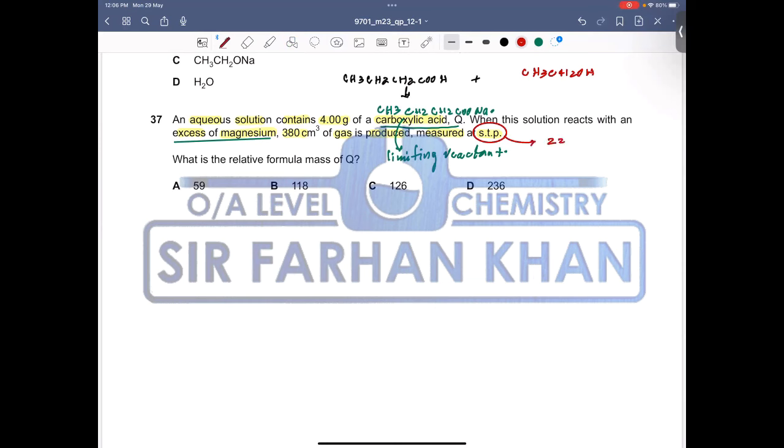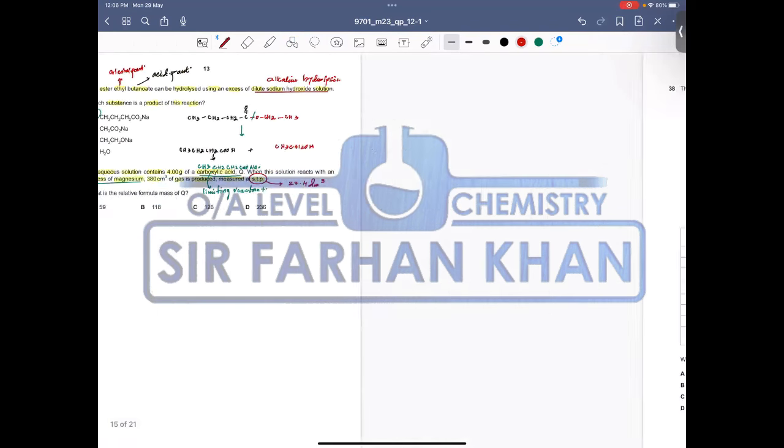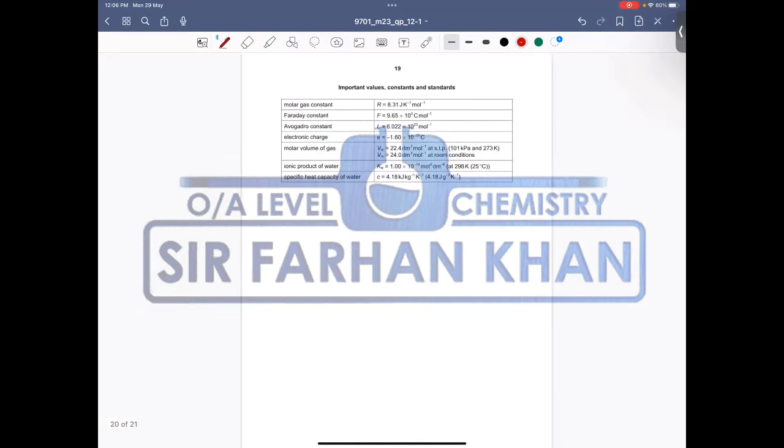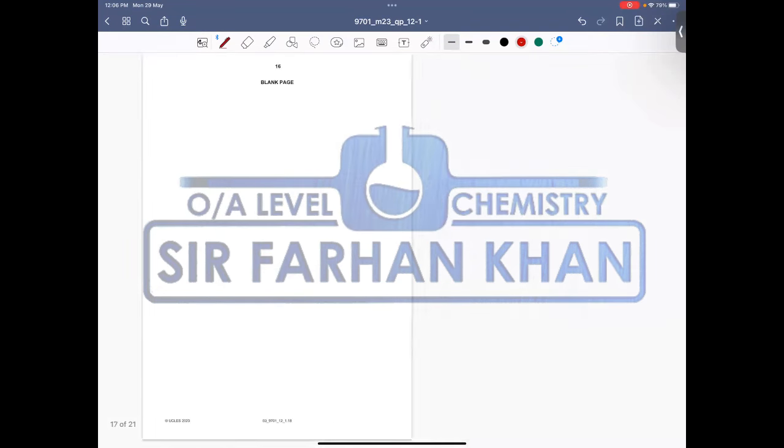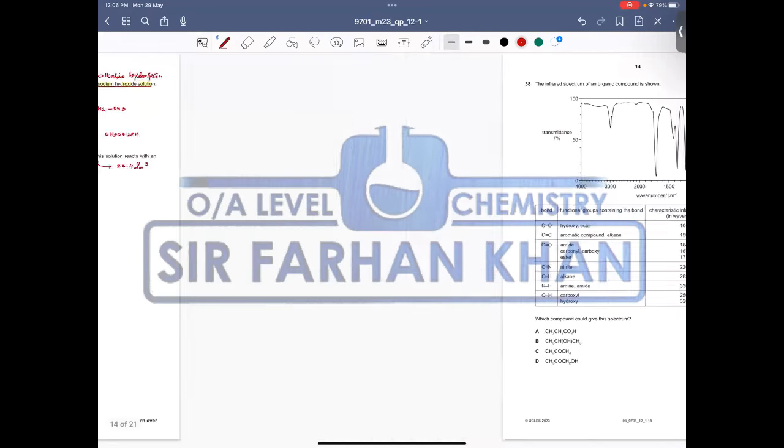STP volume is 22.4 dm3. I think this STP volume is also given at the end of the paper. This is the volume at STP. So we need to use this volume instead of 24 dm3. So in cm cube, it's going to be 22400 cm cube. So I'm going to use this for sure.